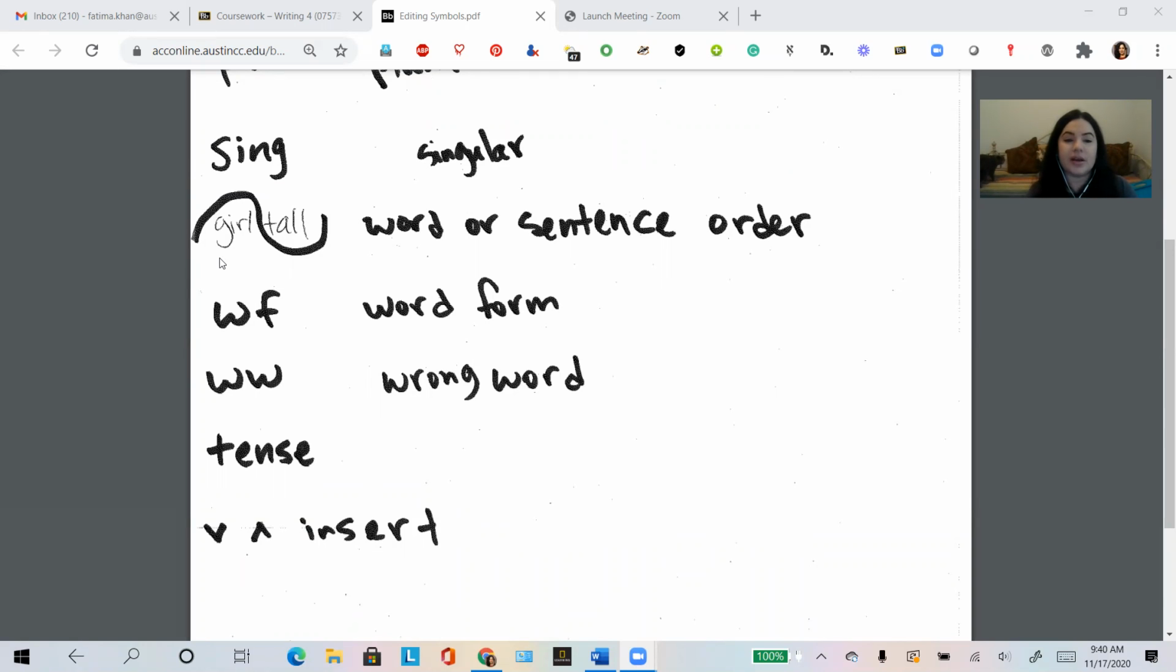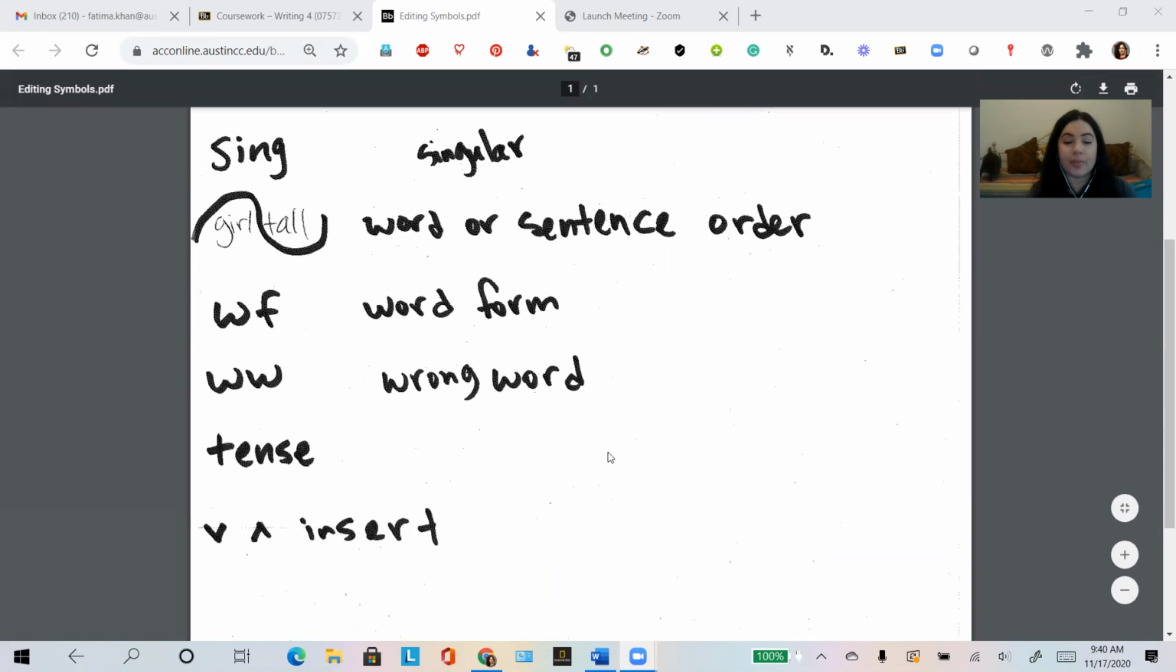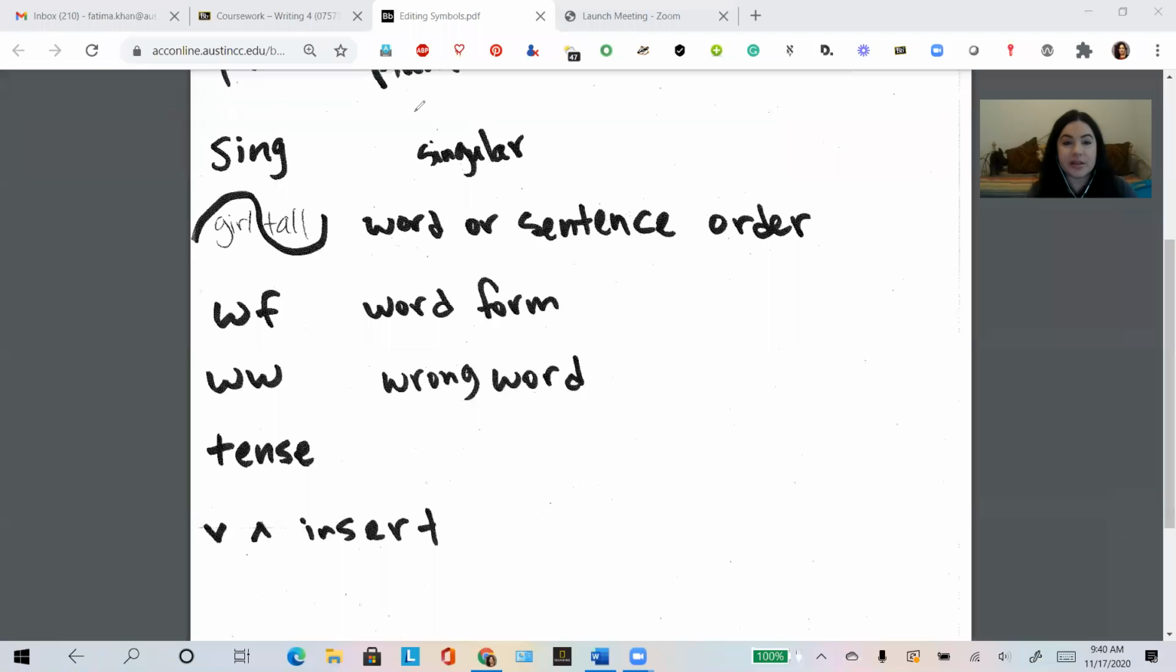The next one is WF for word form, which means you have the correct word, but you've put it in the wrong form. So for example, maybe you wrote difference, but you should have written different. So what's the difference between difference and different? Well, difference is a noun and different is an adjective. So you should have used the adjective form instead of the noun form or something like that.